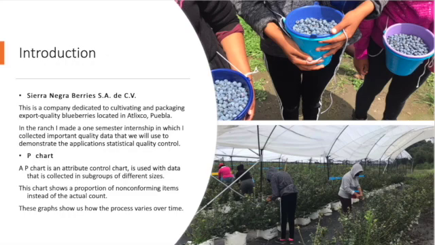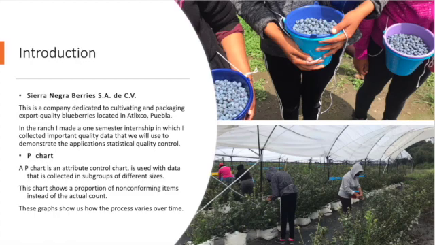For this project, we selected a company named Sierra Negra Berries. This is a company dedicated to cultivating and packaging export quality blueberries located in Atlixco, Puebla. In the ranch, I did a one-semester internship in which I collected important quality data that we will use to demonstrate the applications of statistical quality control.